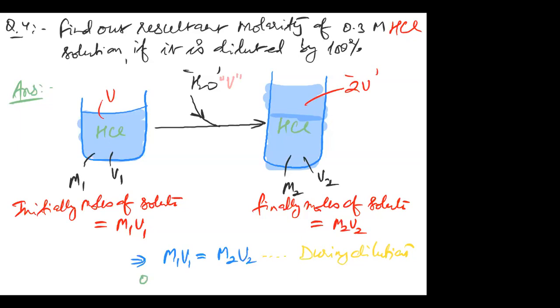initial molarity is 0.3, initial volume is V, final molarity is, let's say, M2, and final volume is, let's say, 2V. From here, M2 comes out to be 0.3 divided by 2 moles per liter.